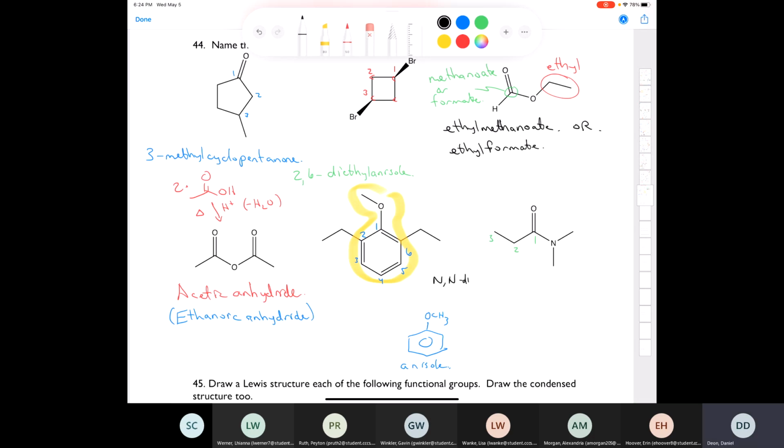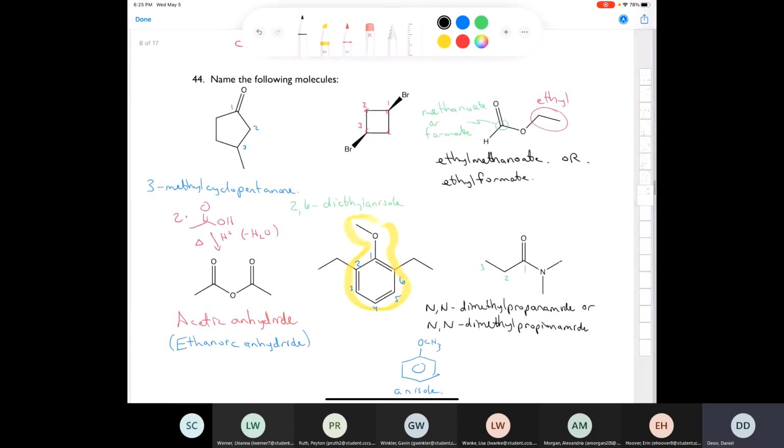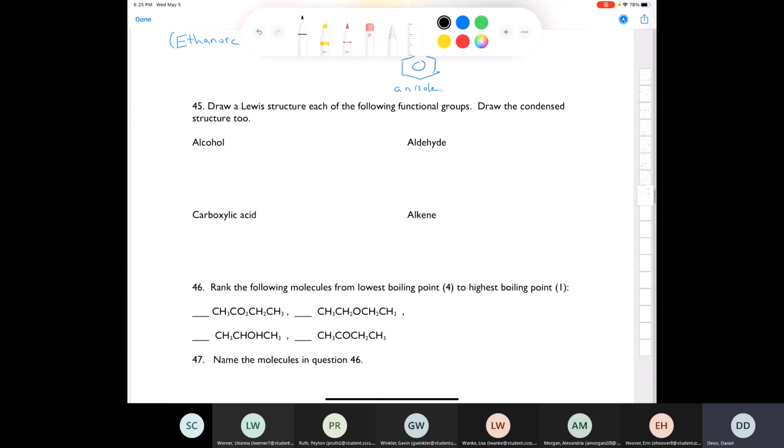Let me write this a little neater. N,N-dimethylpropanamide, or you could call it N,N-dimethylpropionamide. Either one would be perfectly reasonable as a name. So some more nomenclature. We spent a lot of time working on nomenclature. Well, let's get into some reactions here.